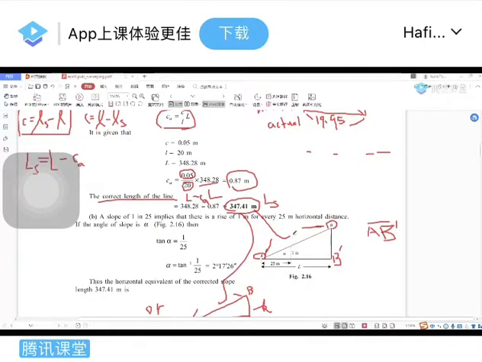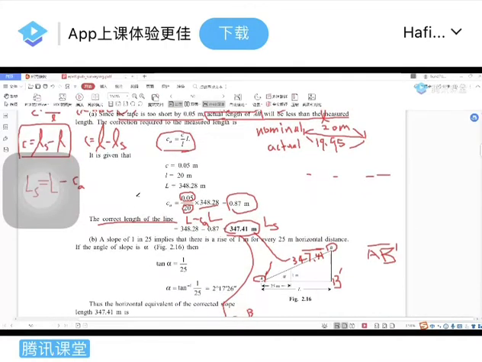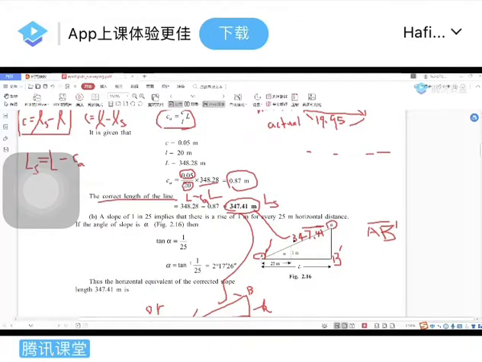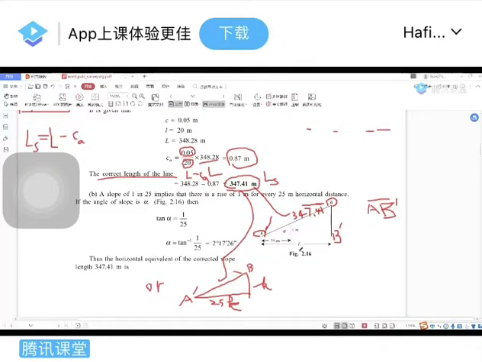It's 347.1 over here. So this is 347. Now comes the second correction. The first correction is because you are using a non-standardized tape. So now it's standardized: 347.141 meters. So the AB distance standardized by the standardized tape is over here. Now you have to do the second correction.